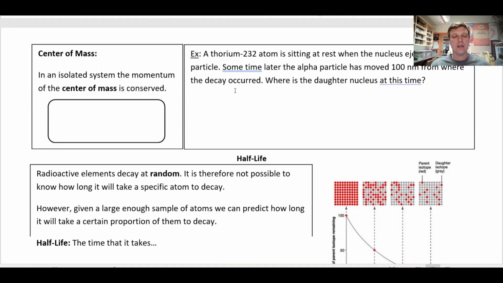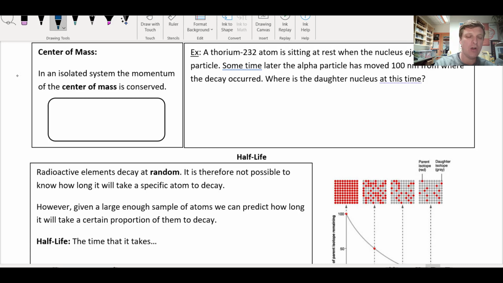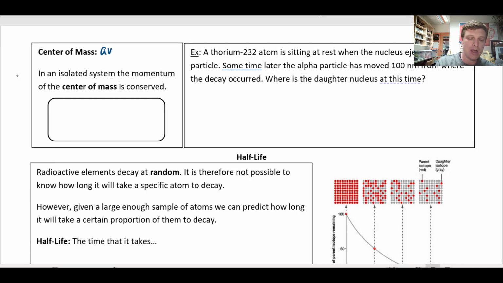Now, the other thing to consider is that when we talk about momentum being conserved, what we're talking about is the center of mass of the system. If I have a particle that splits into two parts, then the momentum of the center of mass of the system is conserved. So center of mass really is just the average location of all of the mass in the system. So I'm just going to call this the average location of the mass of a system.